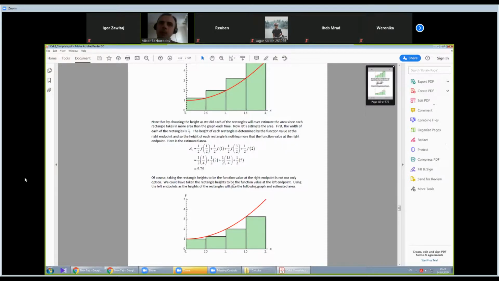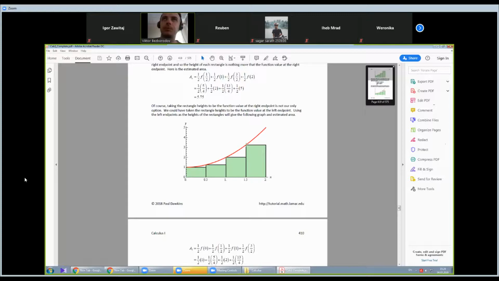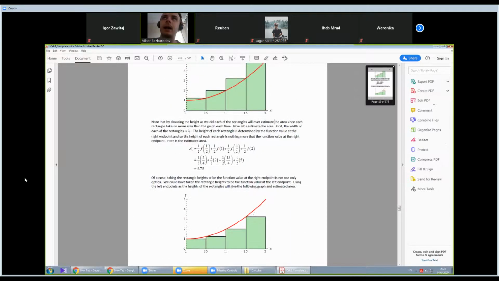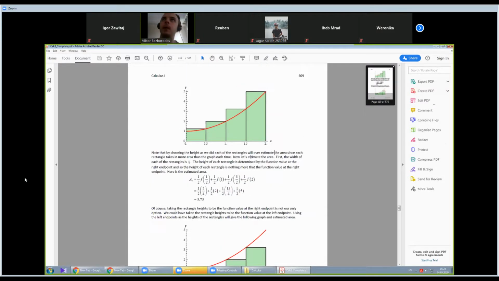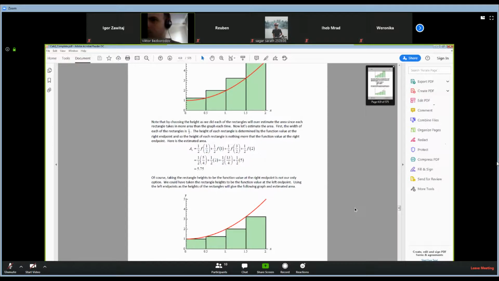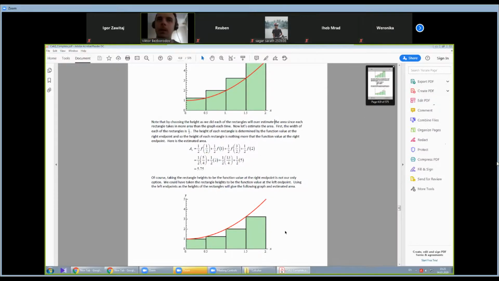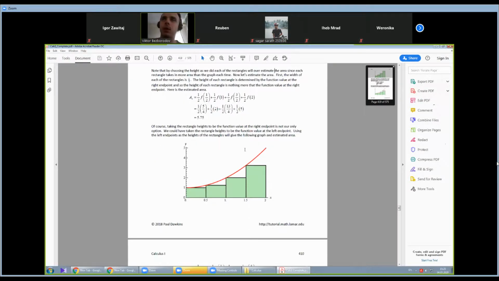In a similar fashion, we can take the lower bound. This time, we take the height of rectangles to be the lowest value of the function on each interval. Since the function is increasing, the lowest value is going to be the leftmost value of the function, so the value of the function at the leftmost point.